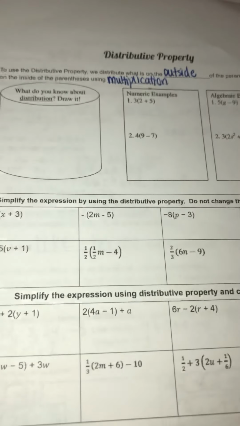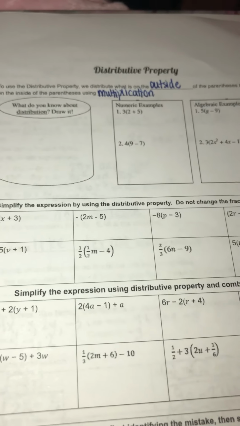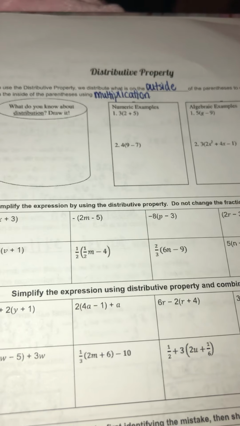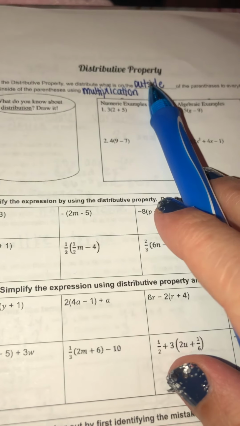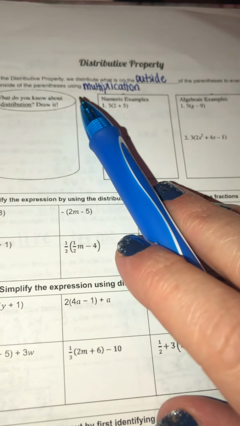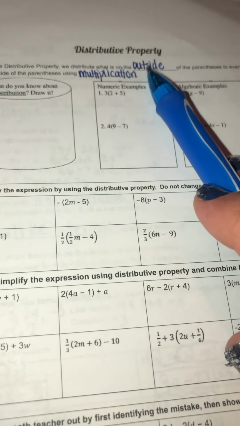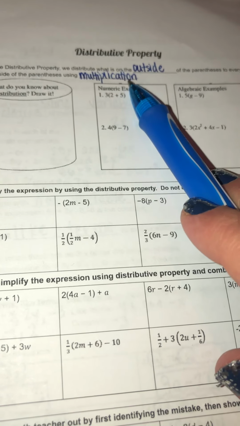Okay, guys. Today we're going to be talking about the distributive property. Now, the distributive property is using multiplication. So, we're going to distribute what's on the outside of the parentheses to everything on the inside of the parentheses by multiplying. So, we're going to put the word outside here and multiplication here.